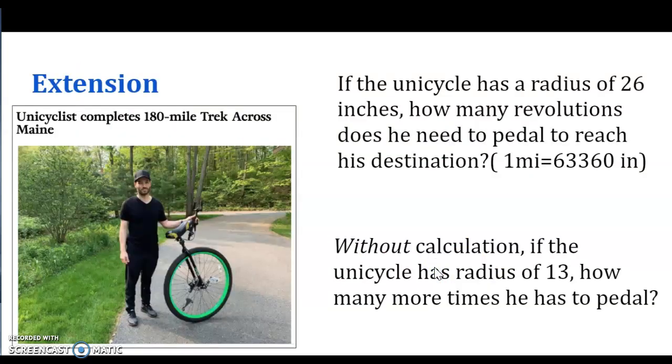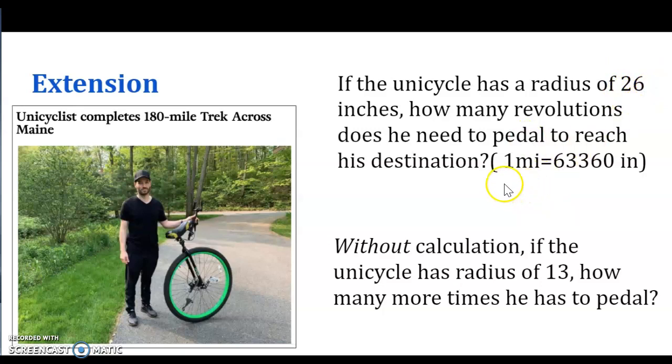Okay, let's try this extension problem. If the unicycle has a radius of 26 inches, how many revolutions does he need to pedal to reach his destination? Okay, so how far would he go with one revolution? Well, is it an area problem or is it a circumference problem? It's a circumference problem. So one revolution will be 26 times pi.